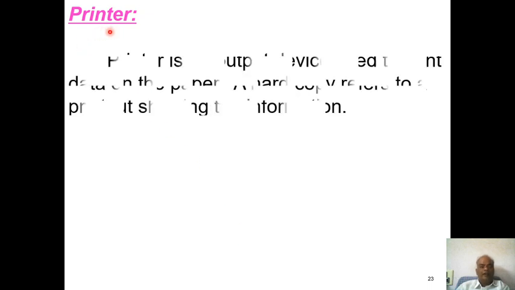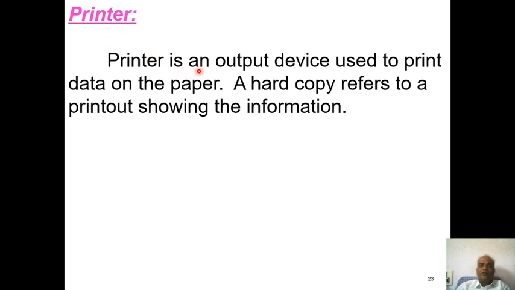Next, another most familiar output device is the printer. The printer is also an output device, which is used to make hard copies. In a monitor, the data is visualized in virtual form. Here the printer prints the data on paper, making the output in the form of a hard copy. This hard copy refers to the printout. It is called a printout.